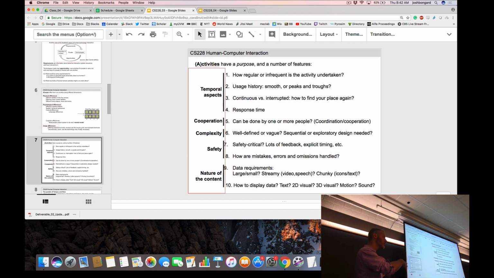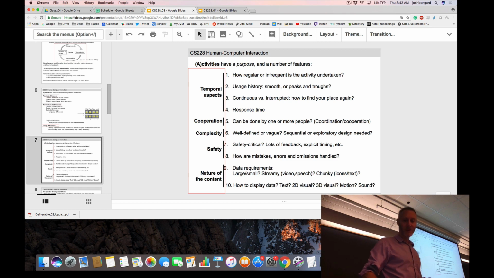Or maybe they're already doing the activity without the technology and you're thinking about creating a technology to make that activity easier, faster, more social, what have you. There's lots of different ways we could start to break apart the activity, but the first 4 items that we were thinking about last time were these temporal aspects. How does an activity unfold over time? How regular and frequent is it? Is it smooth usage, or are there peaks and troughs in the number of people using it?